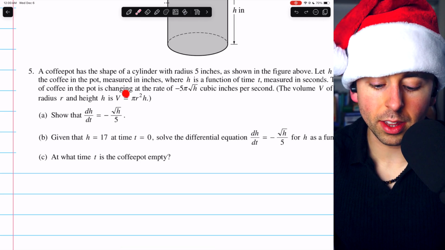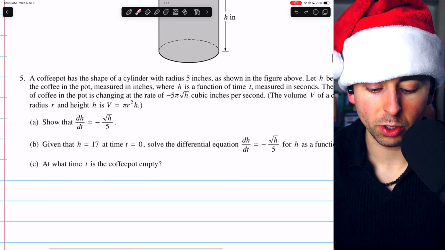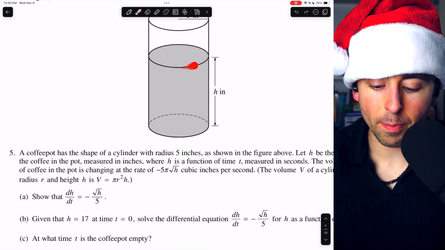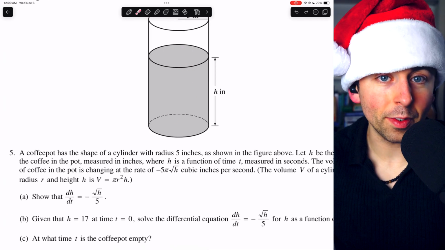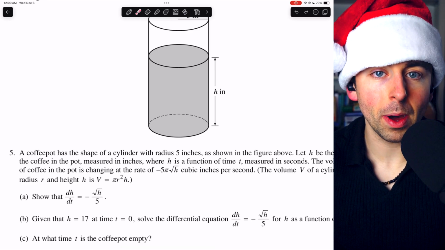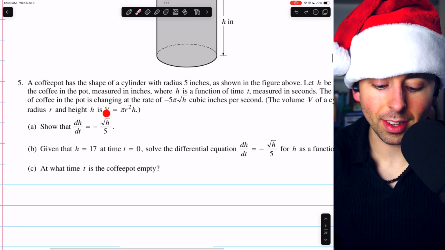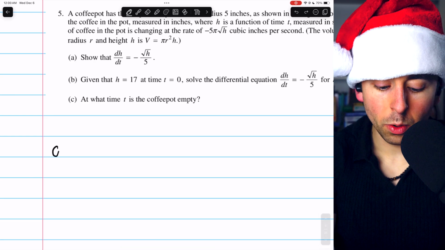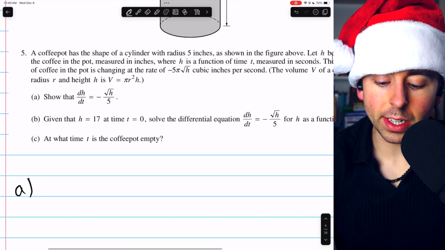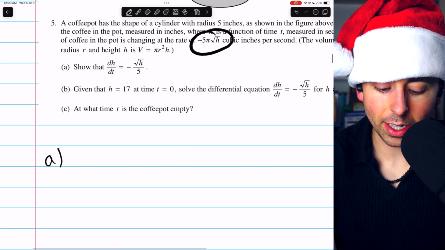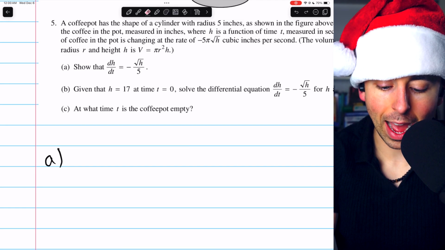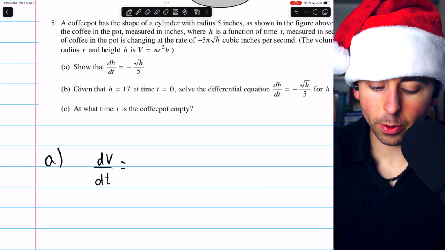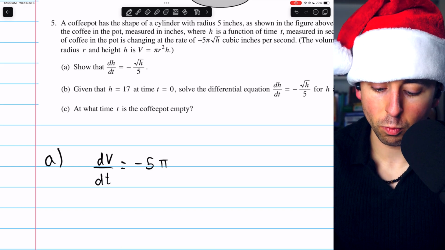We can do that using the volume of a cylinder equation, which is given to us. V equals pi r squared h. The cylinder we're thinking about is this cylinder of coffee inside the cylindrical coffee pot. If we take the derivative of the left side of the volume equation with respect to t, we're going to get dV/dt, which is going to work out just great because dV/dt was given to us. We know that dV/dt equals negative 5 pi root h. So let's go ahead and write that. dV/dt, we know, is negative 5 pi root h.